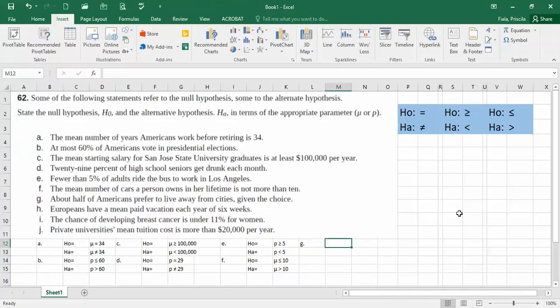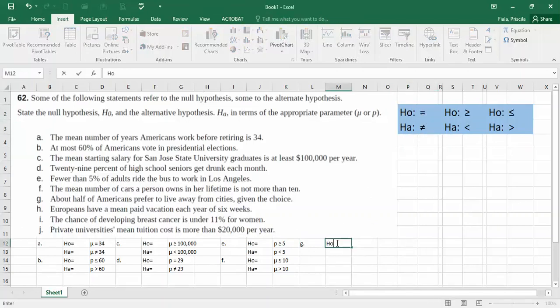About half of Americans prefer to live away from cities given the choice. Well, half of Americans, you've got to be talking about percentage. Therefore, you're talking about proportion. So half of 100% is 50%, correct? And it's telling they prefer to live away. So "about half" is giving you an equality right here. So we're going to be using this 2 over here.